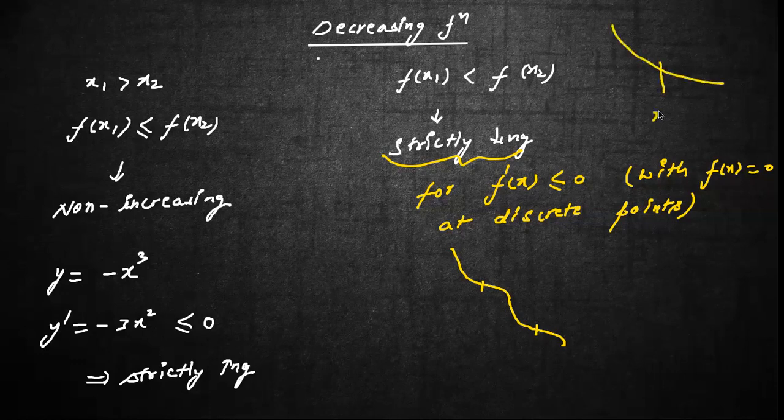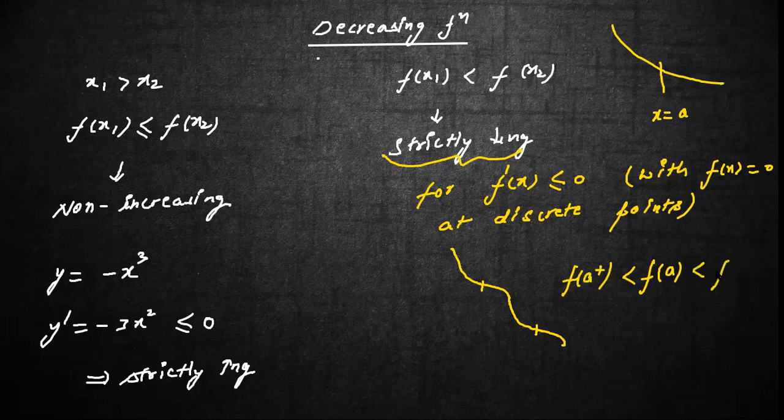This is x equals a. So for a strictly decreasing function, this is f of a. When you go a plus, this f of a will be greater than your a plus, and when you go a minus, this will be less than your a minus. Same thing will be happening here.